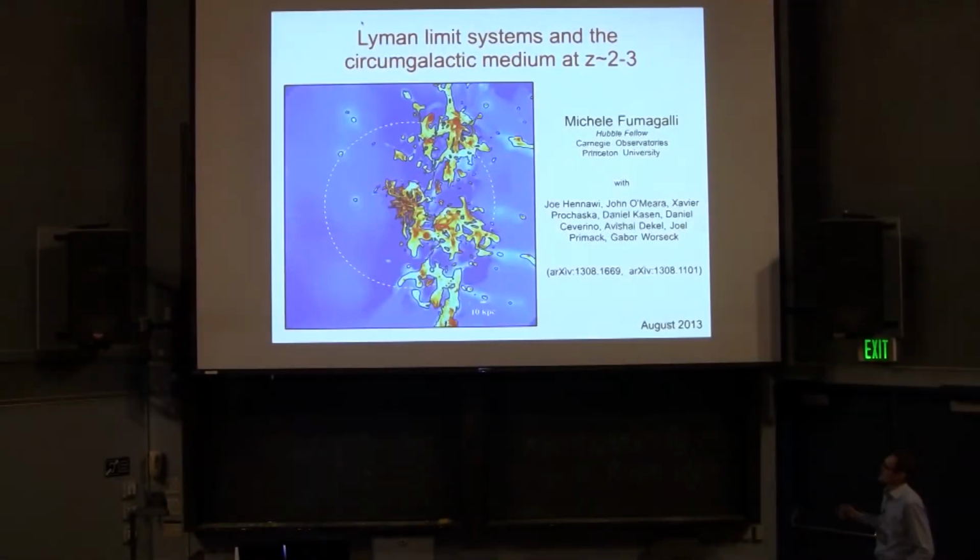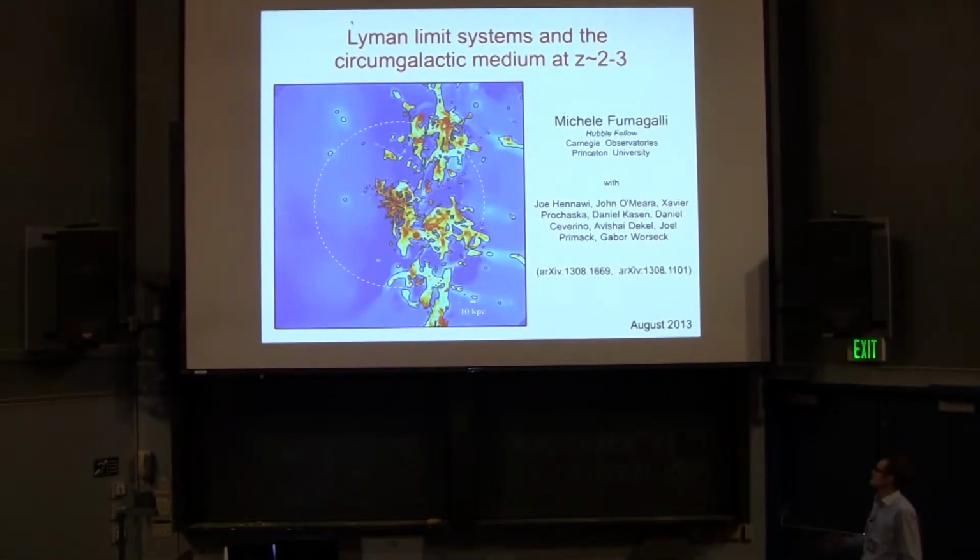A few people are listed here, many of which are in the room. This work appeared in these two papers recently on the arXiv, and as you see from the title, I'll be exploring a little bit more the connection between Lyman limit systems and the circumgalactic medium of galaxies.